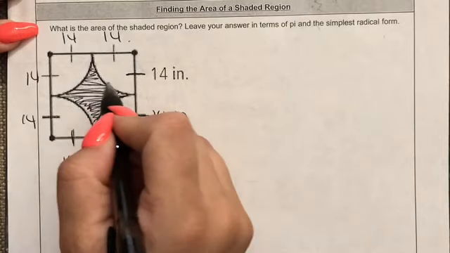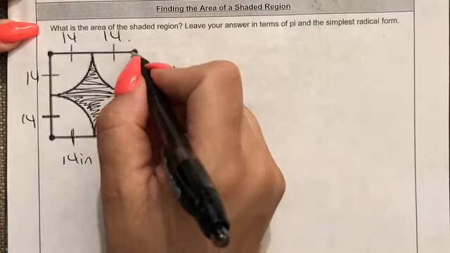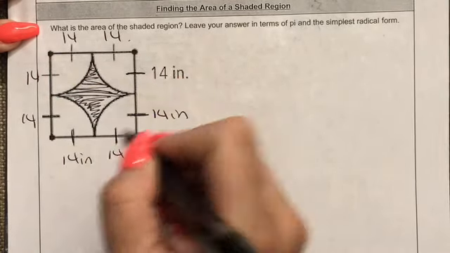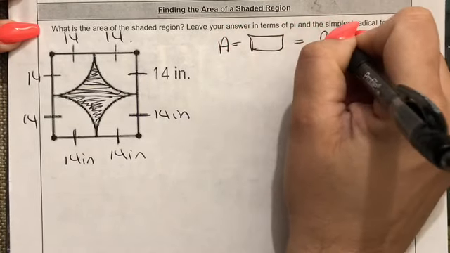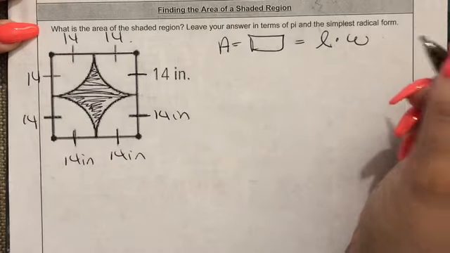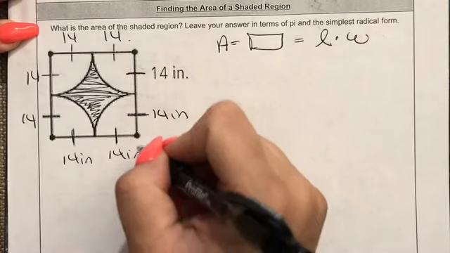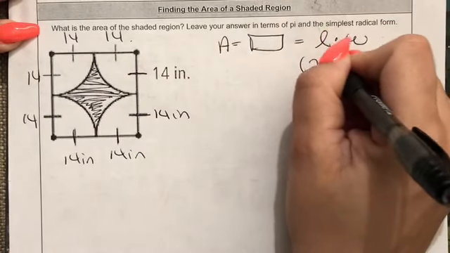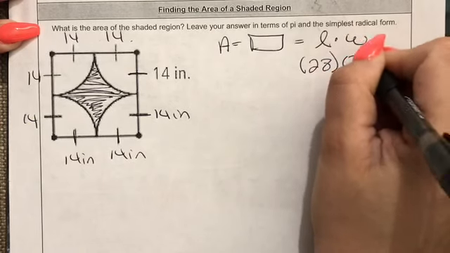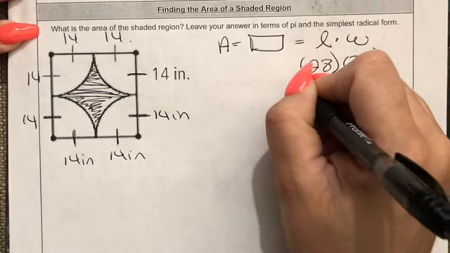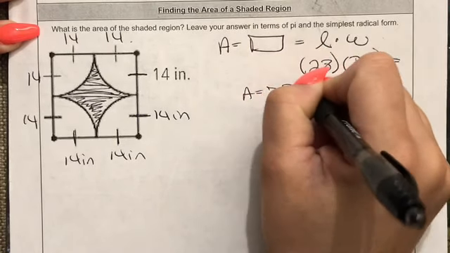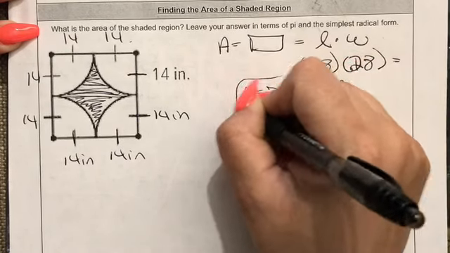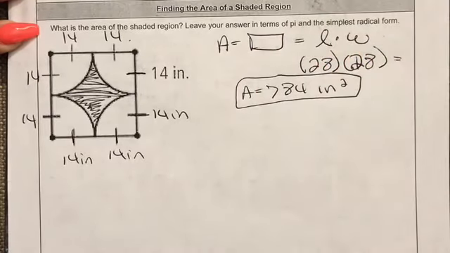So in order to find the area of just this, I'm going to start by finding the area of the biggest shape, which means the area of the square, which I know is length times width. And since the length and the width are both 28, the area of my square is going to be 28 times 28, which is equal to 784 inches squared. So that is the area of the square.